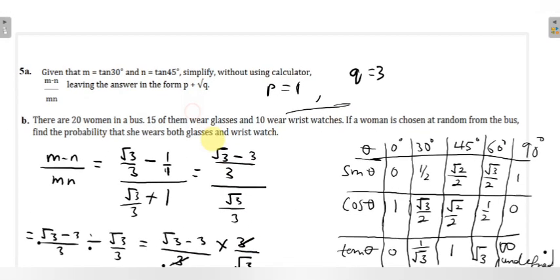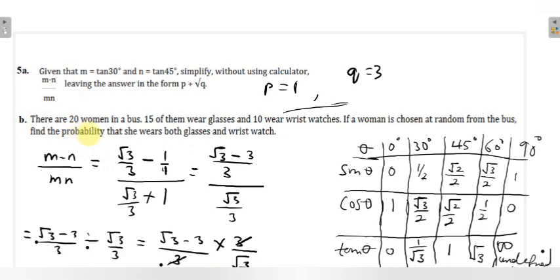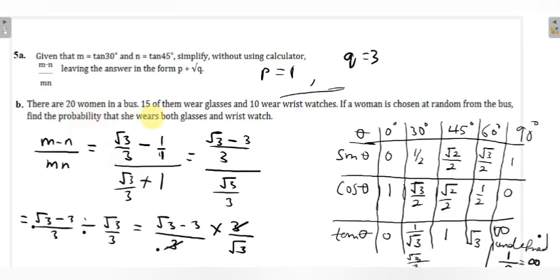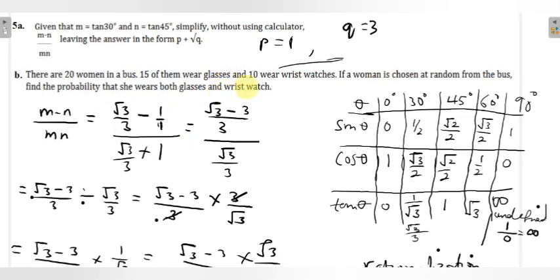So let's go to the next question. There are 20 women in a bus. 15 of them wear glasses and 10 wear wristwatches. If a woman is chosen at random from the bus, find the probability that she wears both glasses and wristwatch. So I'll work that out. Let me just erase the board.